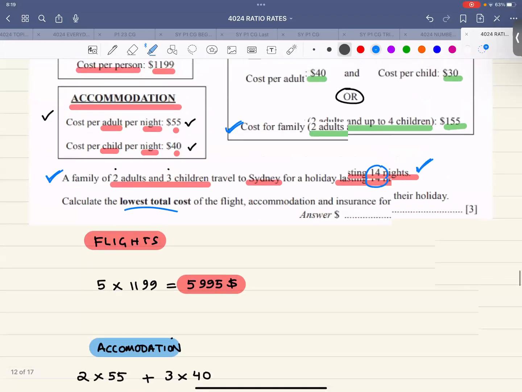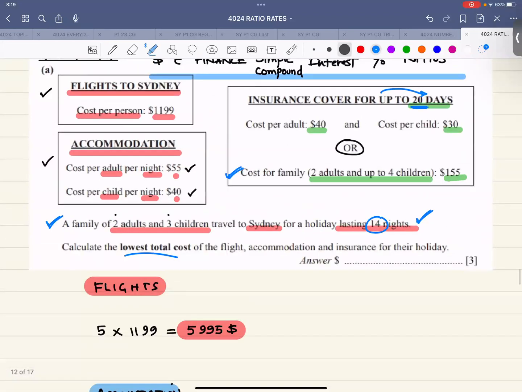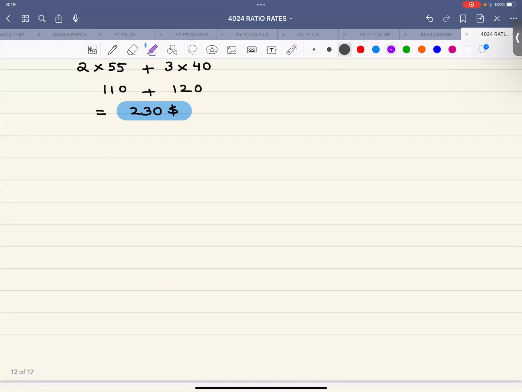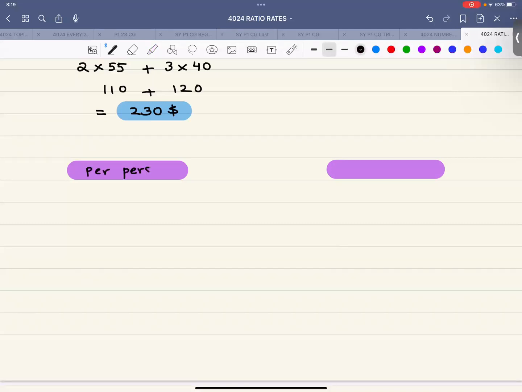Now, when we talk about insurance, there are 2 options. There is a family insurance, and then there is a per person insurance. So now let me write both the options. This is per person, and let me use a different color over here, and this is family insurance.